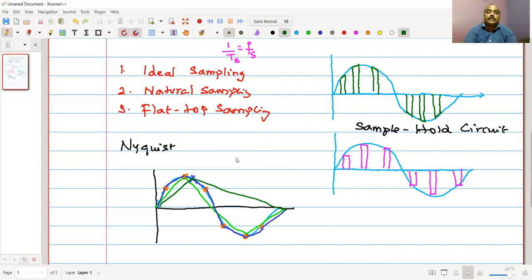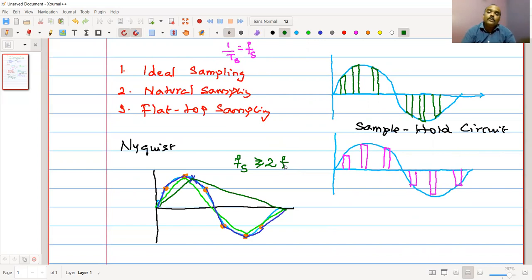Now, what is the Nyquist theorem? It says, in order to recover the original signal, your sampling frequency should be greater than or equal to 2 times your signal frequency. That's what we call the sampling theorem. So the sampling frequency fs should be greater than or equal to 2f. Now, this is true if I'm using a baseband signal, which has a range of frequencies from zero to the cutoff frequency.